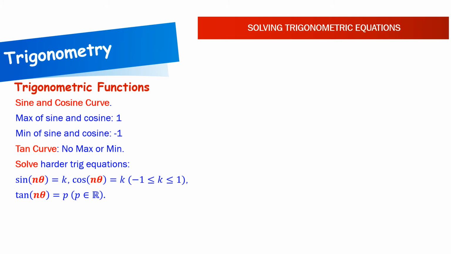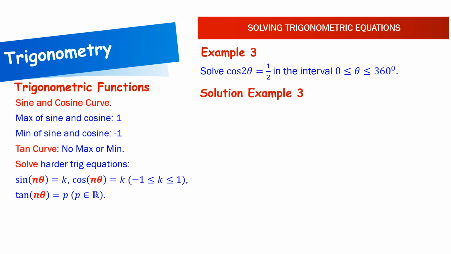We are now going to solve more tricky trigonometric equations. Sin n theta equals k, cos n theta equals k for k between -1 and 1, and tan n theta equals p for p in the real numbers. Let's take a look at an example. Pause the video and have a go. Press play when you're ready to view the solutions.